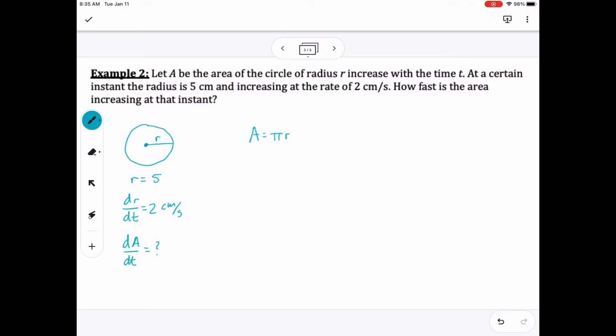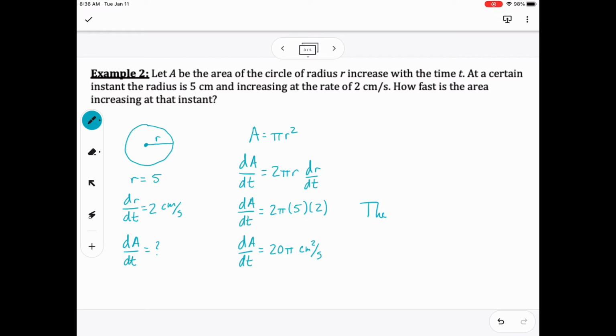Since I'm talking about a circle, the formula would be area equals pi r squared. So now I get the derivative of the area with respect to time, and that equals 2 pi r, I'm just using the power rule there, times dr over dt. Now I can start plugging in values that I know. I know the radius, which is 5. I also know dr over dt, which is 2. Plugging those two values in, I get 20 pi. Since we're talking about area, that would be centimeters squared per second.